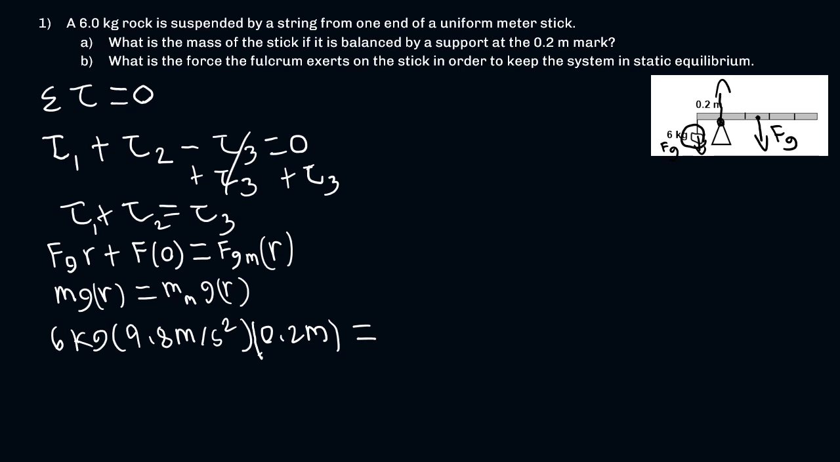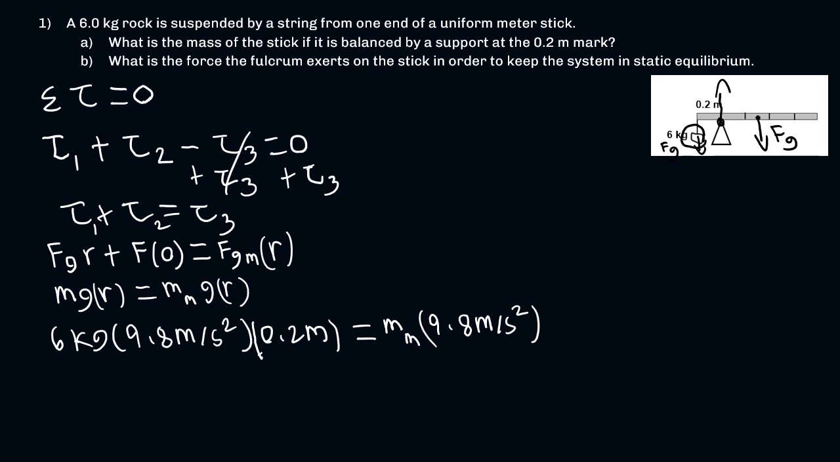This is then equal to the mass of the meter stick, which we do not know. So we'll put m for the mass of the meter stick. Gravity, again, is 9.8 meters per second squared, times the distance from the axis of rotation. So if we measure the force of gravity from the center of mass, and that is what is creating my torque, and we have a meter stick, what is the center of this meter stick? The meter stick is 1 meter, halfway through that is going to be 0.5 meters.